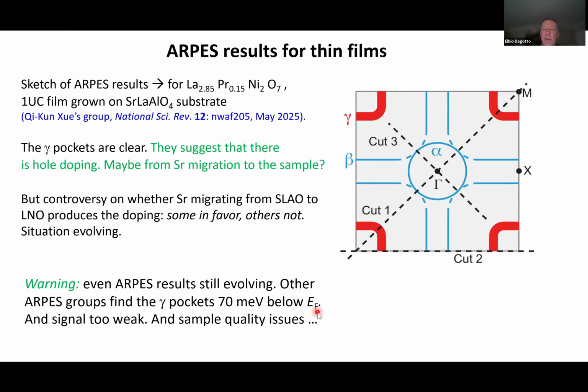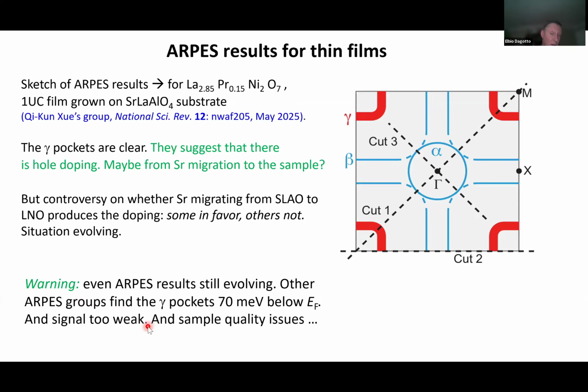So we are in a paradoxical situation here, using seemingly the same technique, on different samples, of course. Each group has its own sample. You either have the gamma pocket slightly above the Fermi level or slightly below, right? And sometimes the signals are too weak.